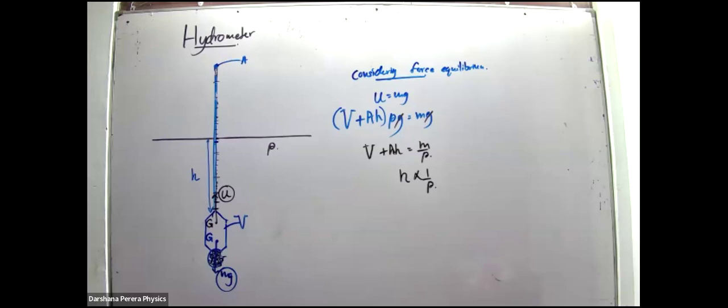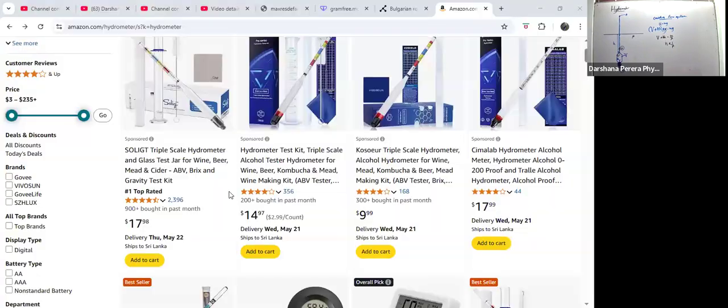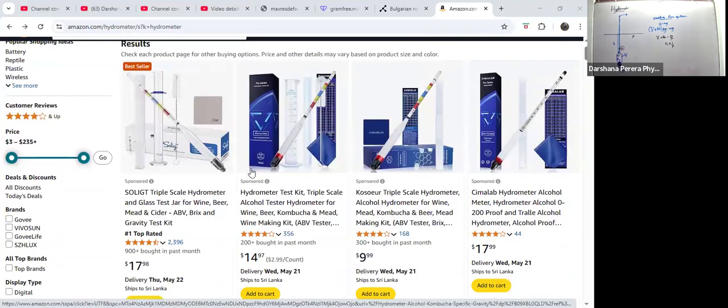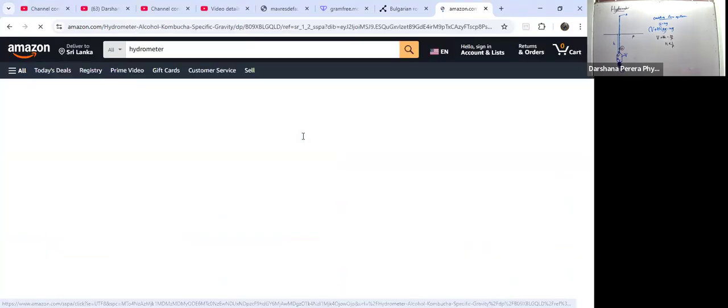Okay. So this one. So this is the hydrometer. We can get that one. So this is the hydrometer. You can see if we take this one.